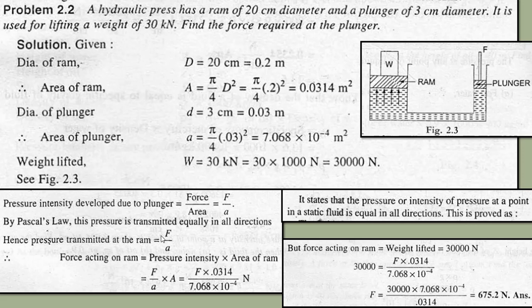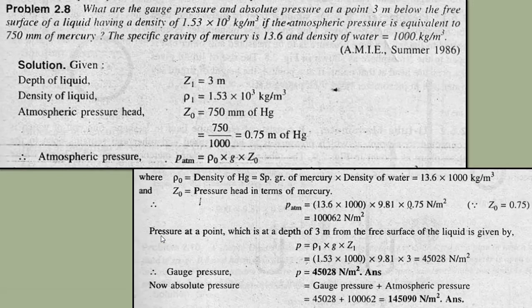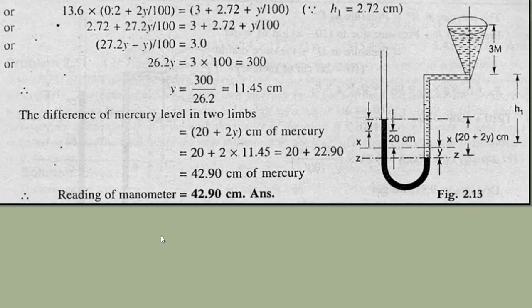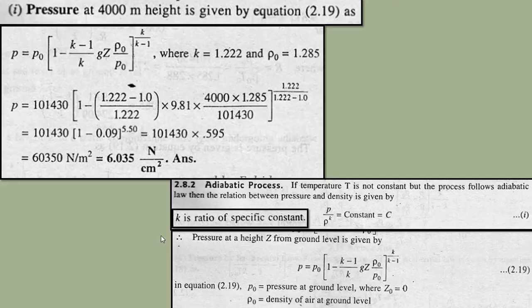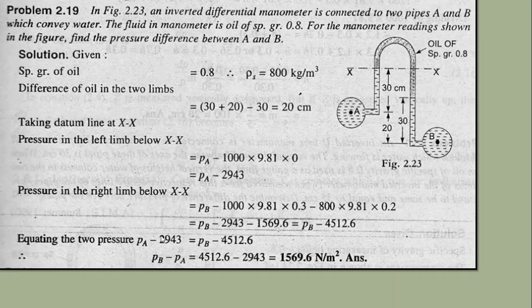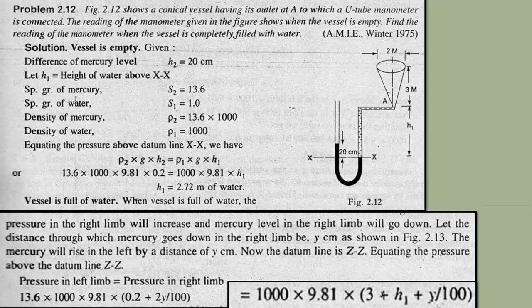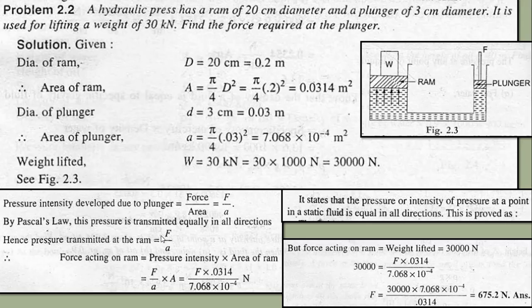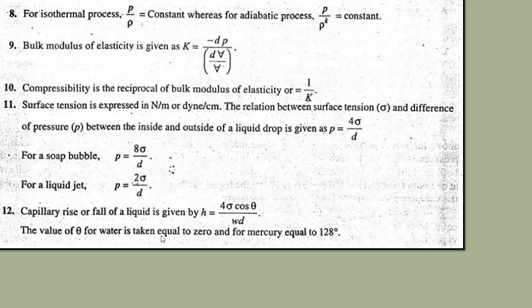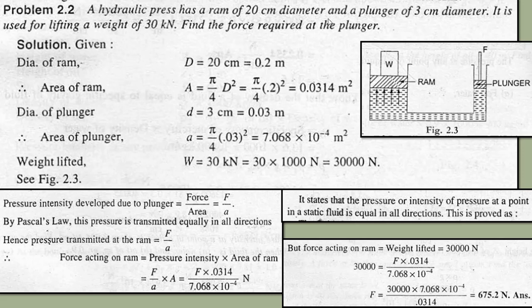Before that, small k is the ratio of specific constants. This k is the ratio of specific constants. So as far as unit number 2 is concerned, it is pressures and its measurement.